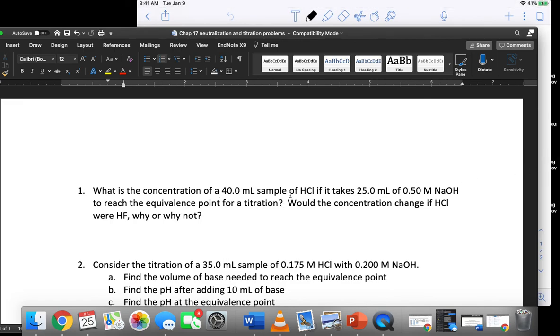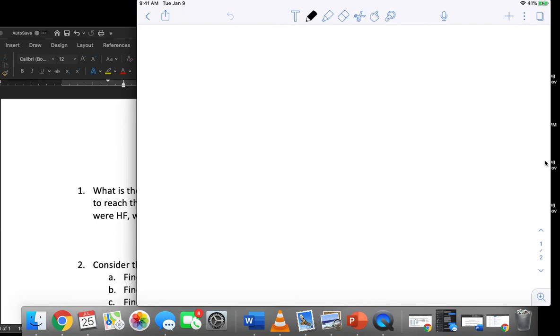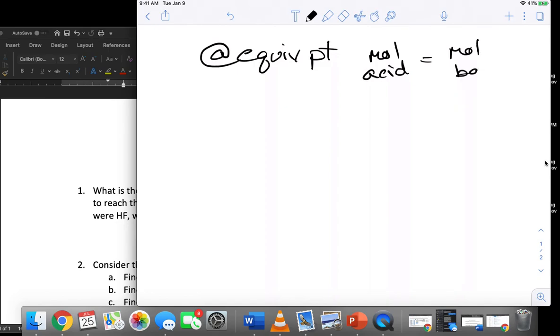We have 40 milliliters of HCl, and we have 25 milliliters of 0.5 molar NaOH. And it's wanting us to figure out what concentration our HCl must have if that's what it took to get to the equivalence point. Well, the biggest thing about all this is really what does it mean to be at the equivalence point, right? And so at the equivalence point, and I'm going to abbreviate a little bit here, the most important thing is that our moles of acid equal our moles of base.